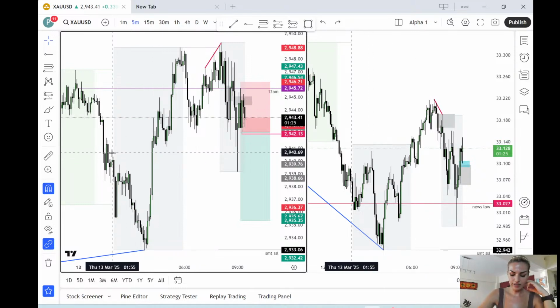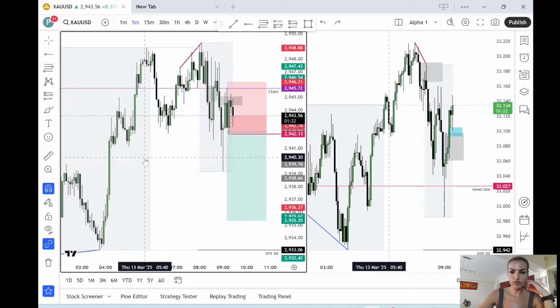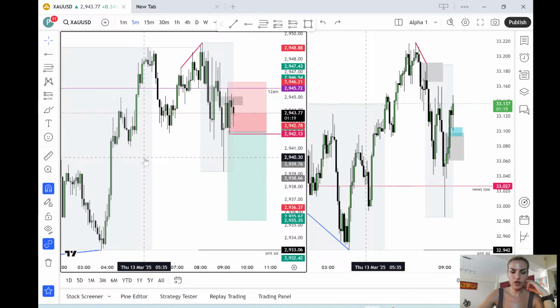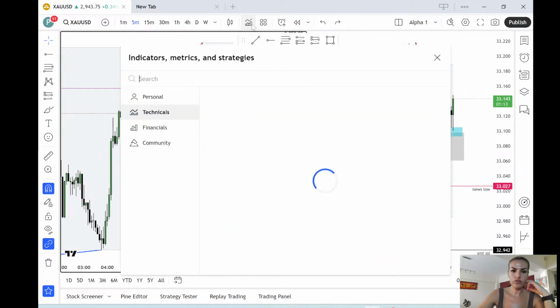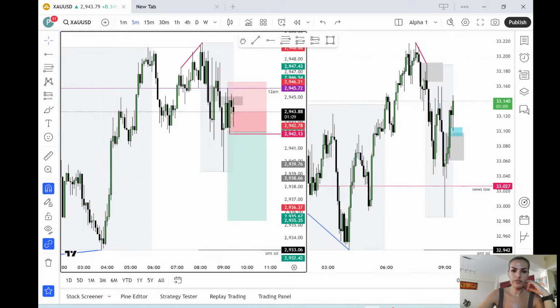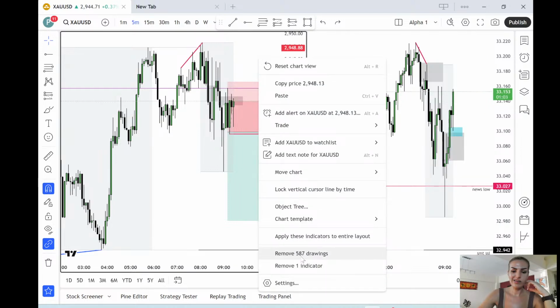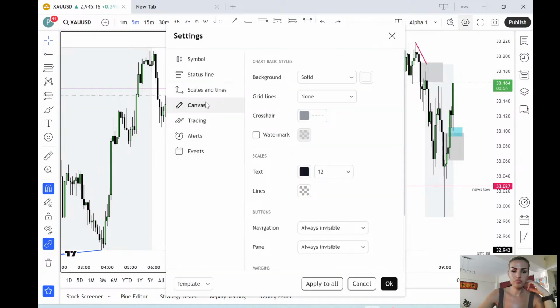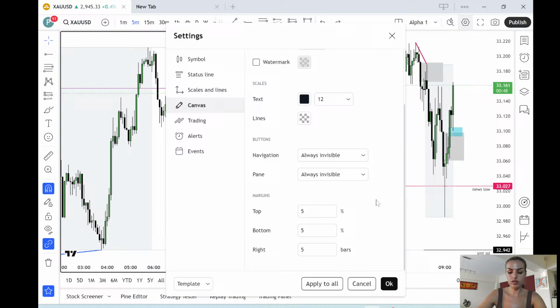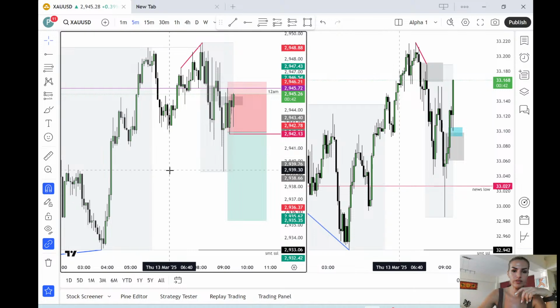You're asking me how I highlighted the London session on my chart. Well, with TradingView, you can find indicators that are going to help you to highlight that automatically. And the indicator that I'm using is called... how do I know what indicators I have here? Let me see. Chart template, object tree, no. I don't know what indicator I have here. I don't know how to see that.